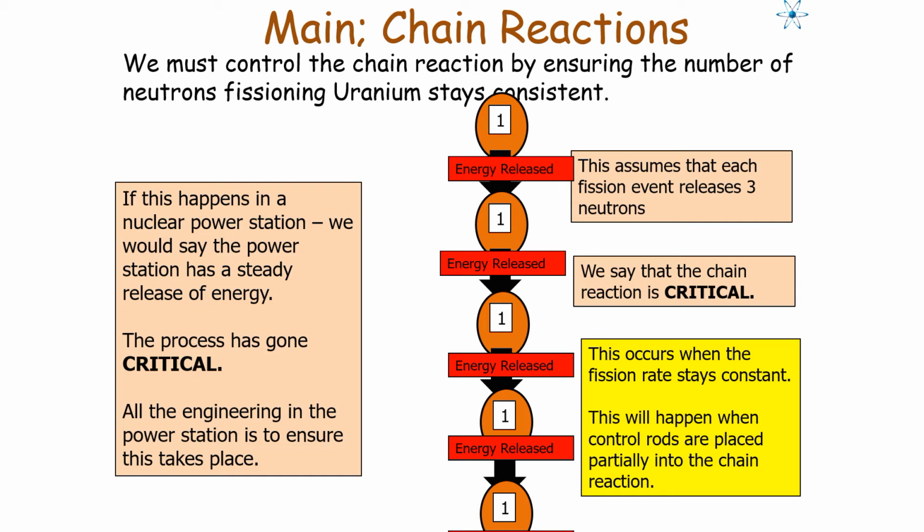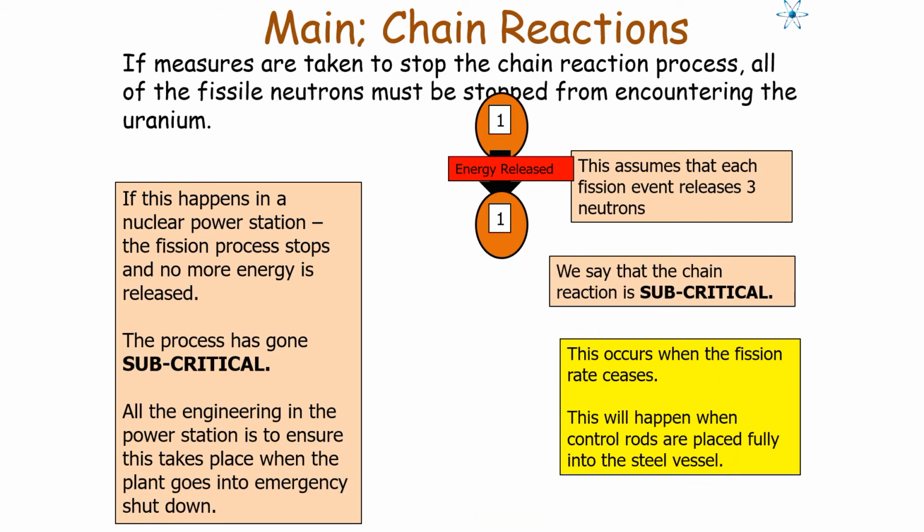Interestingly, we don't cover this in much detail at GCSE, but if measures are taken to stop the chain reaction process, all of the fission neutrons will be stopped from encountering uranium, and if this happens in a nuclear power station, the fission process stops and no more energy is released. We say the chain reaction has gone subcritical. This is what happens in a power station if the plant goes into an emergency shutdown. So the fission rate ceases.